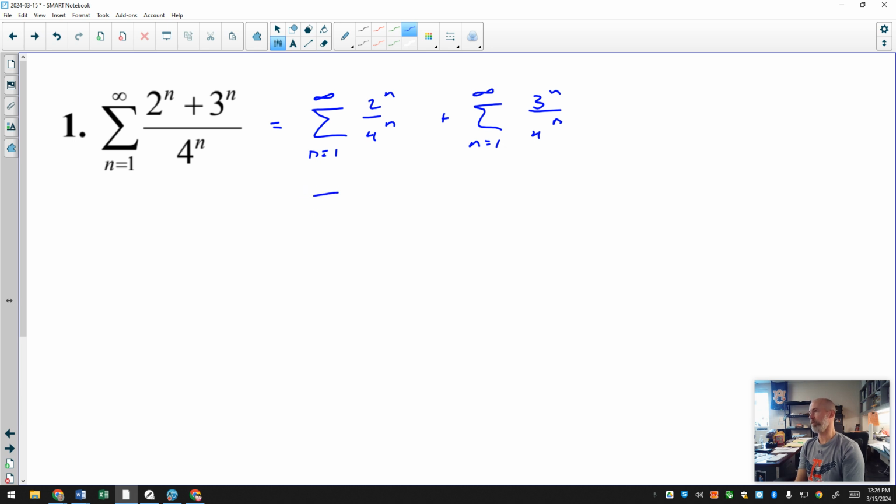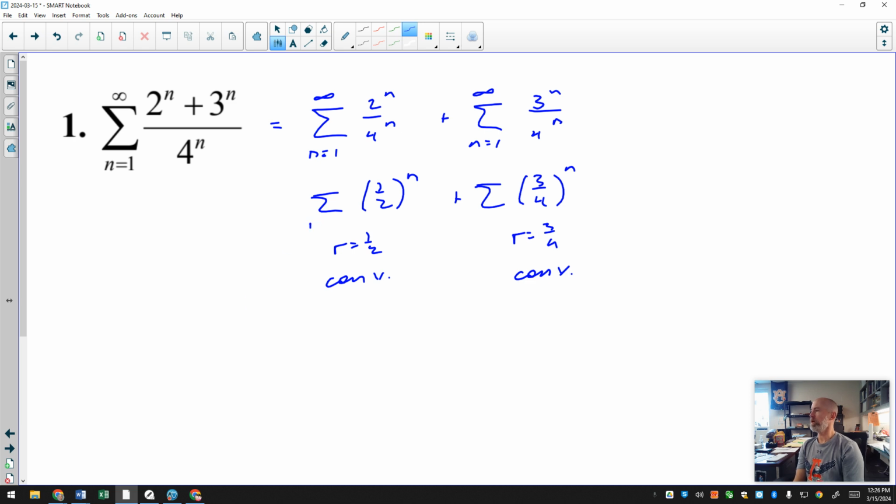And both of those can be rewritten as, so 2 over 4 is (1/2) to the n. This one is (3/4) to the n. And what do you notice about both of those geometric series? Yeah, those both converge. r is 1/2, that converges. r is 3/4, that converges. These are convergent geometric series. What does that mean? We can actually find the sum. We're not going to get to do that often, so we better jump on it when we can.